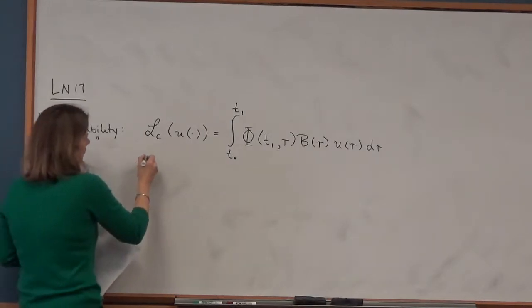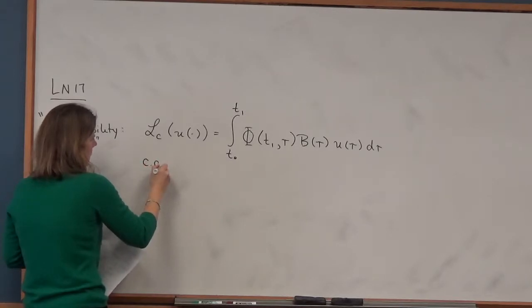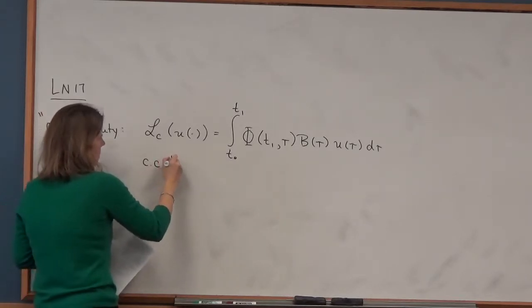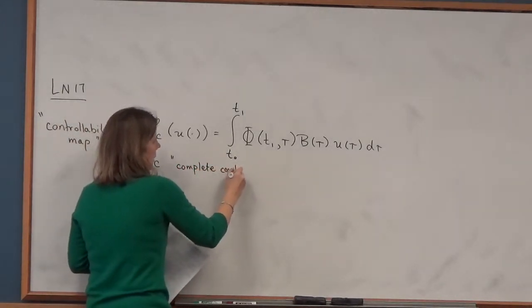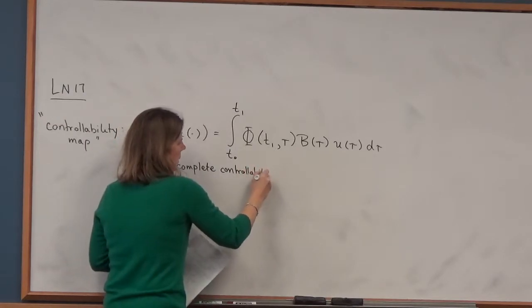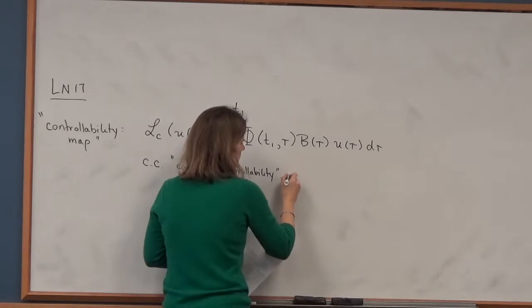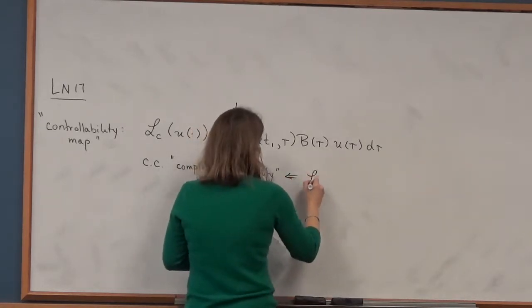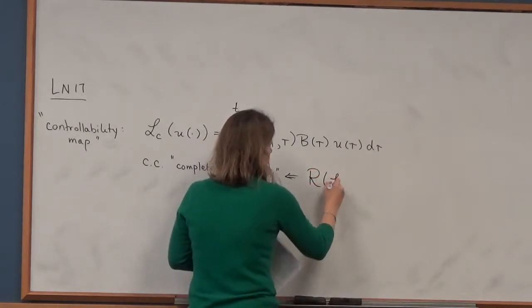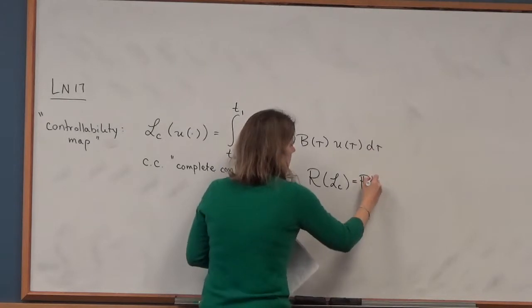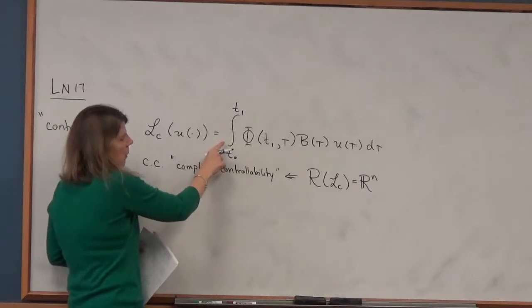And so we want for controllability, or let's use the term which we defined last day, CC, which means complete controllability, that LC is surjective, or written differently, the range of LC is equal to Rn. All right, so as we derived this, remember how we derived it.